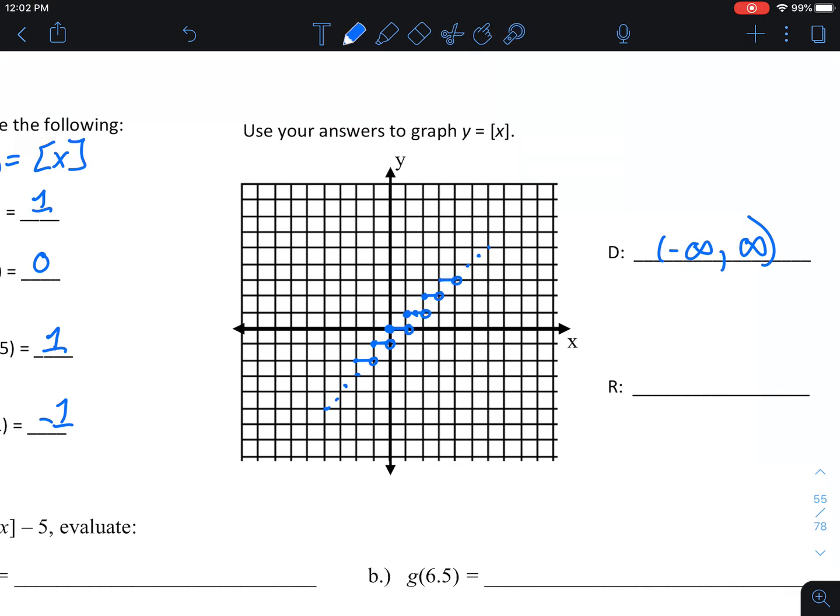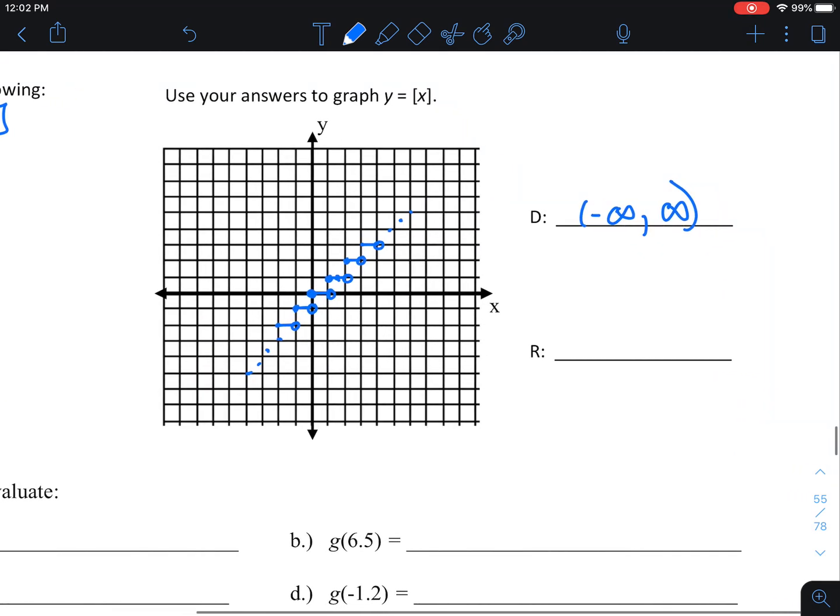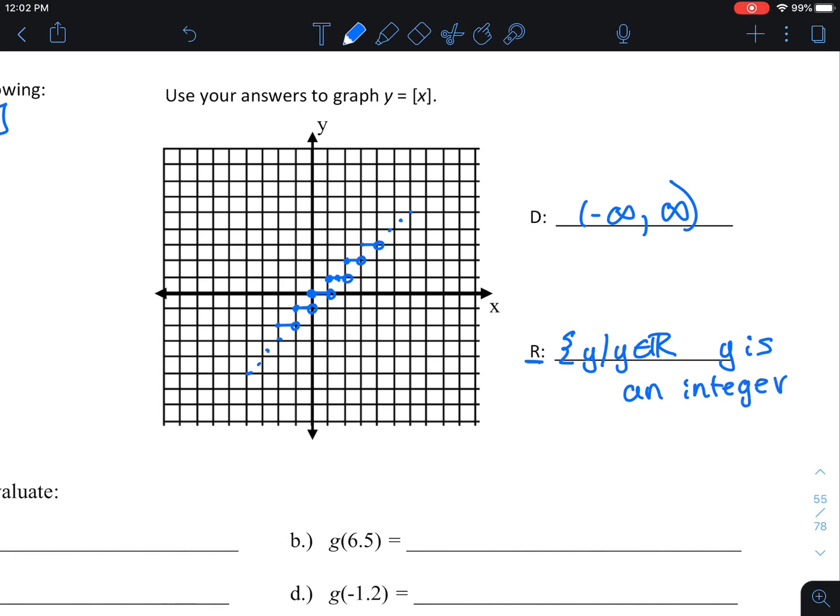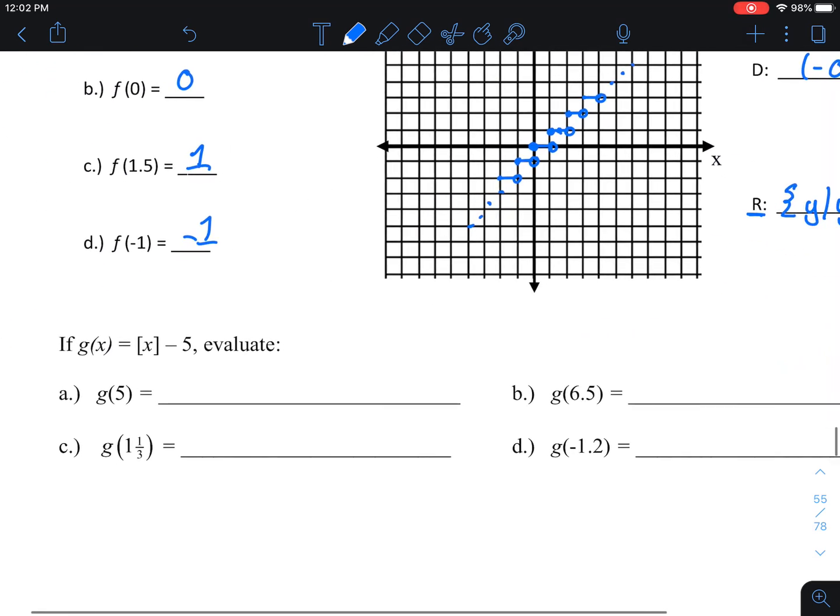So here, our outputs, our range, is not all real numbers. It's all real numbers such that y is an integer. So no matter what you plug into this function, you're always going to get an integer. And that's why you see the step pattern.